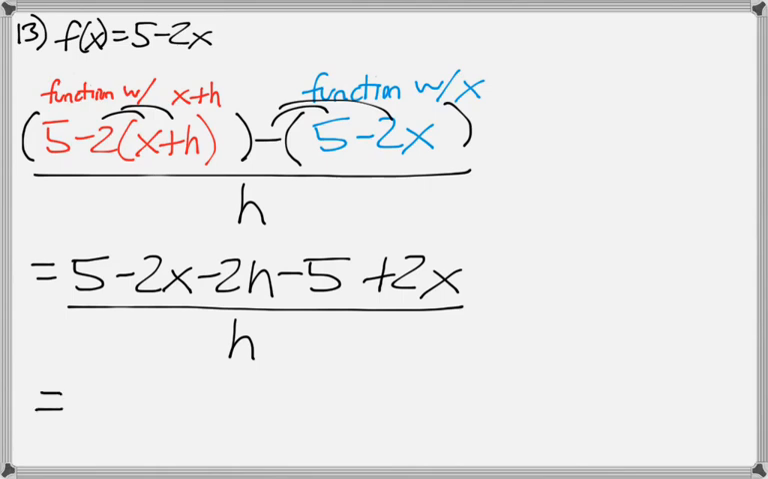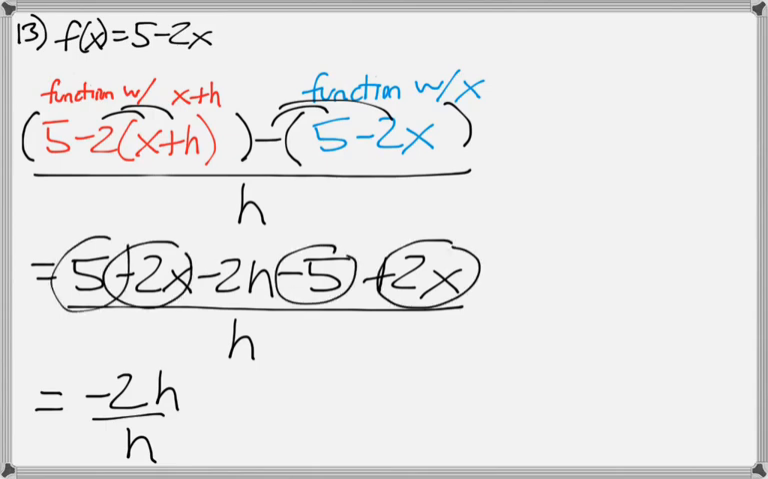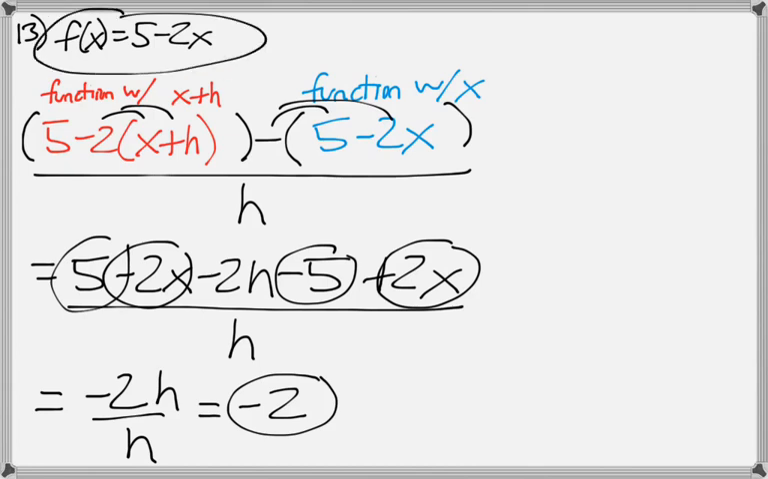And a lot of stuff will go away. This will be negative 2h over h, because these go away and these go away. And that will be equal to negative 2. Now, this should make sense because our original function was a line with slope negative 2. So that's good that it is consistent with the slope.